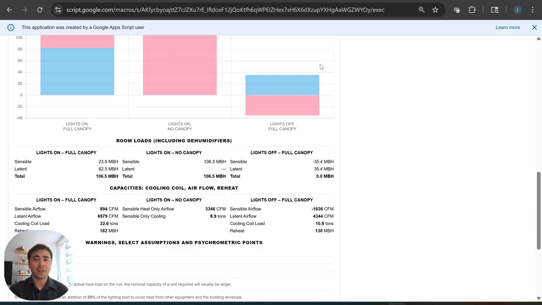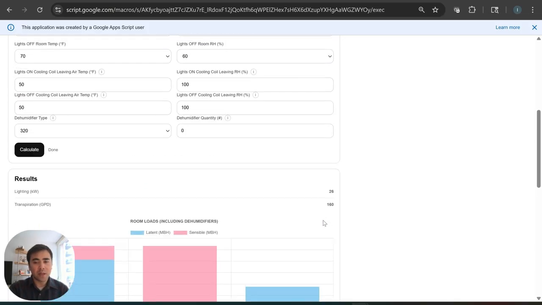So those are the results for a fully integrated system without dehumidifiers. Let's take note of the cooling coil load of 22.6 tons calculated, and the cooling coil load lights off of 10.8. I will point out that the lights on cooling coil load of 22.6 is fairly high compared to the lighting kilowatt. That's certainly more than a half ton per kilowatt.